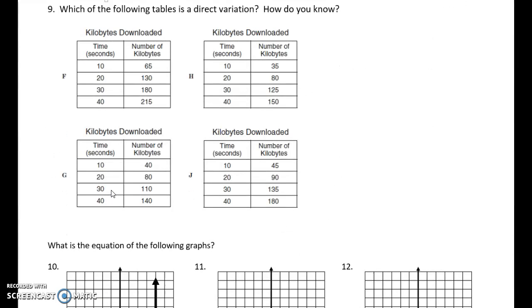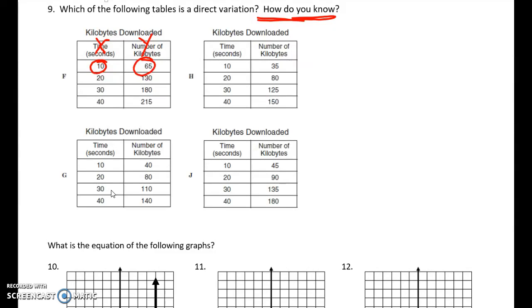Number 9, which of the following tables is a direct variation? And more importantly, how do you know? Direct variation in a table. We have to check k. All of the k's have to be the same. What I mean by that is, we just know from the last problem, k is y over x. So this is like my y, this is my x. So I need to check y over x.